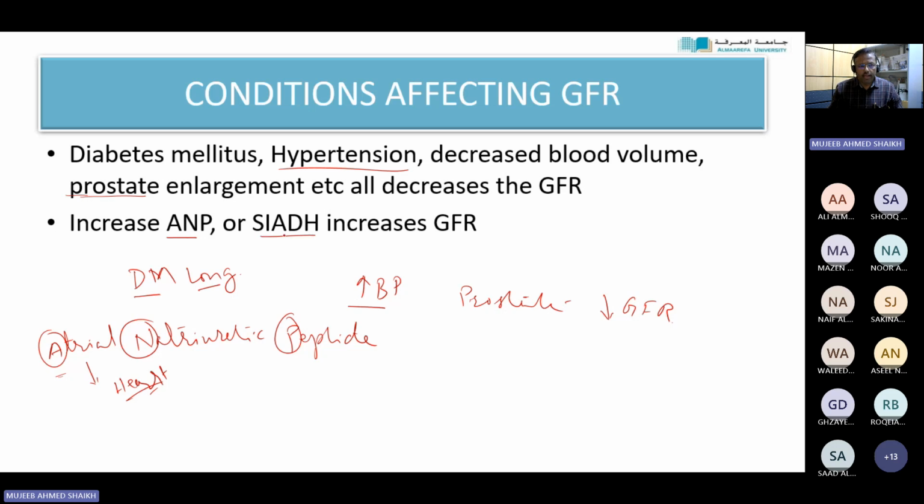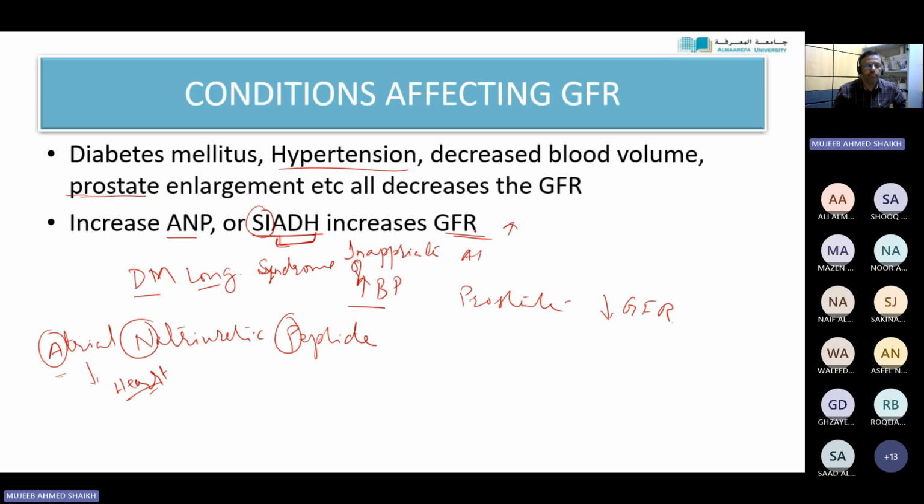There is one syndrome called SIADH. ADH is what? Antidiuretic hormone. SI means syndrome. Full form is syndrome of inappropriate release of antidiuretic hormone. Syndrome of inappropriate release of ADH is known as SIADH. This is excessive GFR, an increase in the GFR.